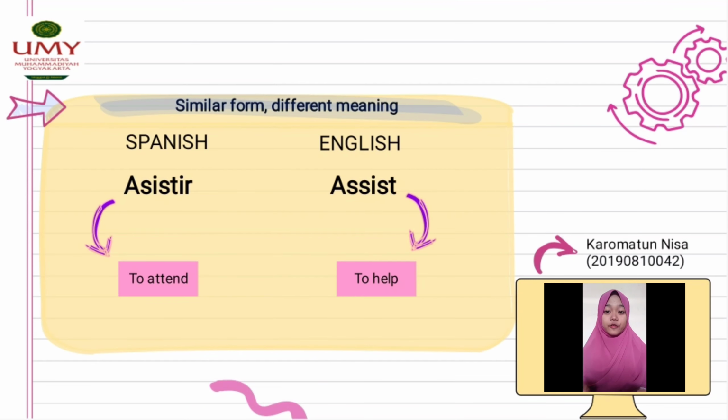The last interference is similar form but different meaning. Asistir in Spanish may look like assist in English. However, both words have different meanings. Asistir in Spanish means to attend, but assist in English means to help.